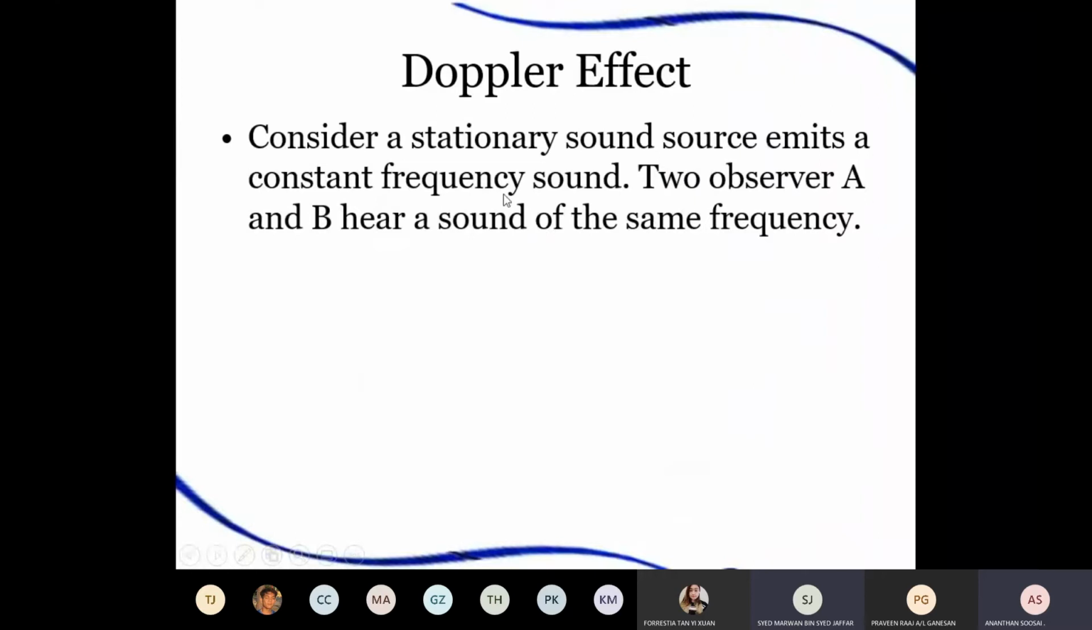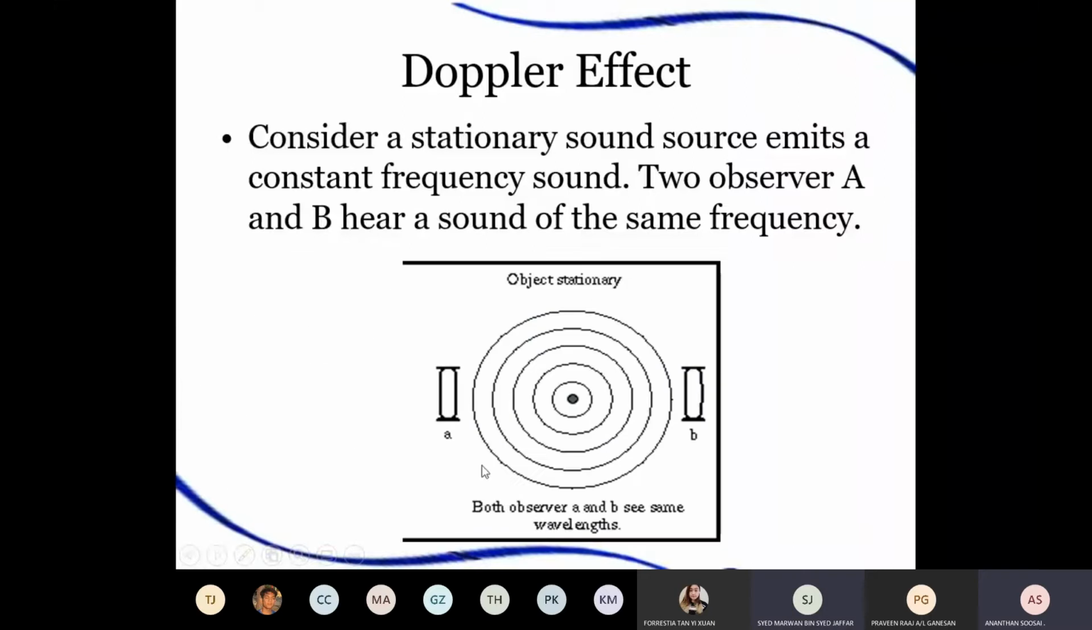So the Doppler effect considers a stationary sound source emitting a constant frequency sound. Two observers, A and B, are here to hear the sound, like in this diagram, A and B. The source is at the center.